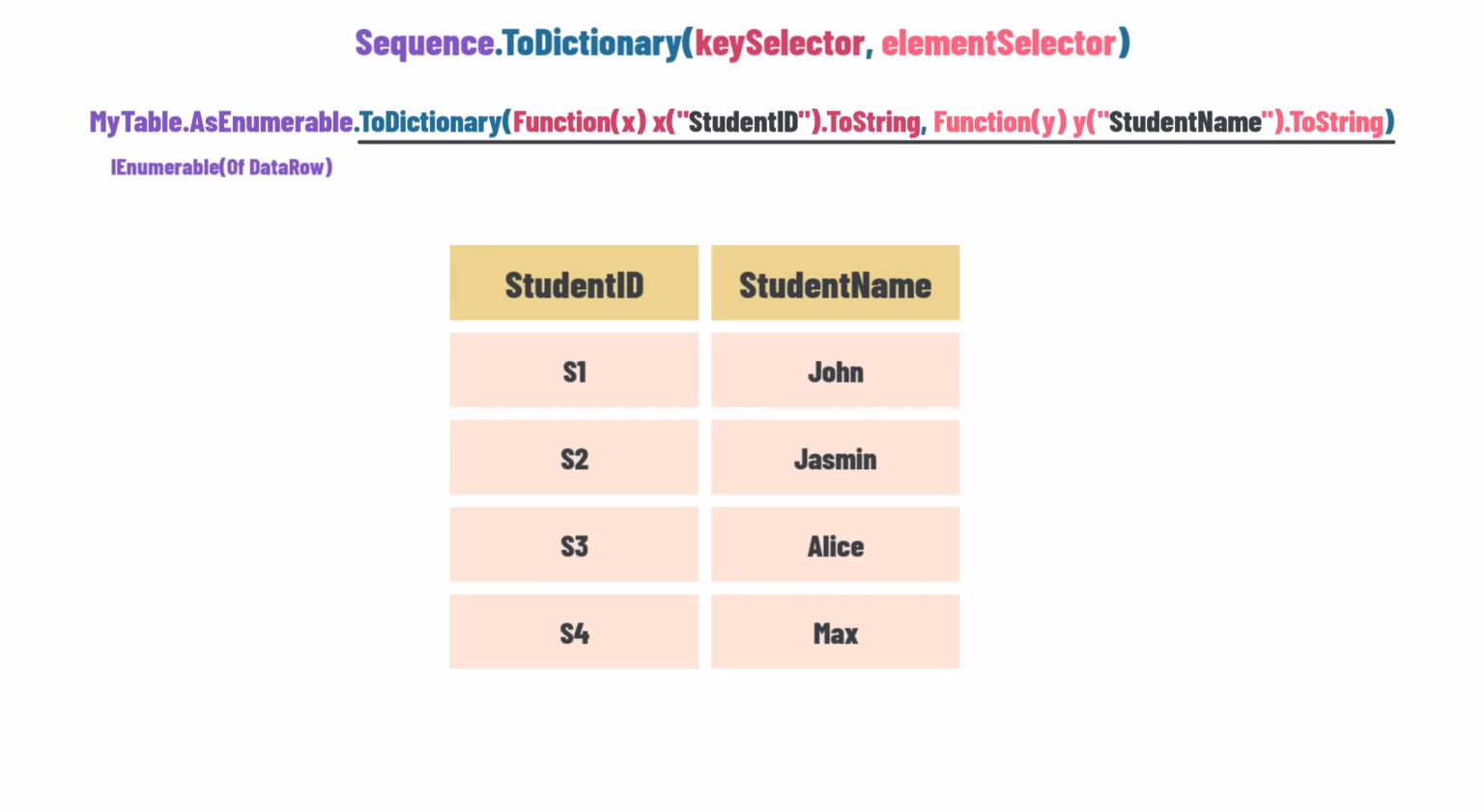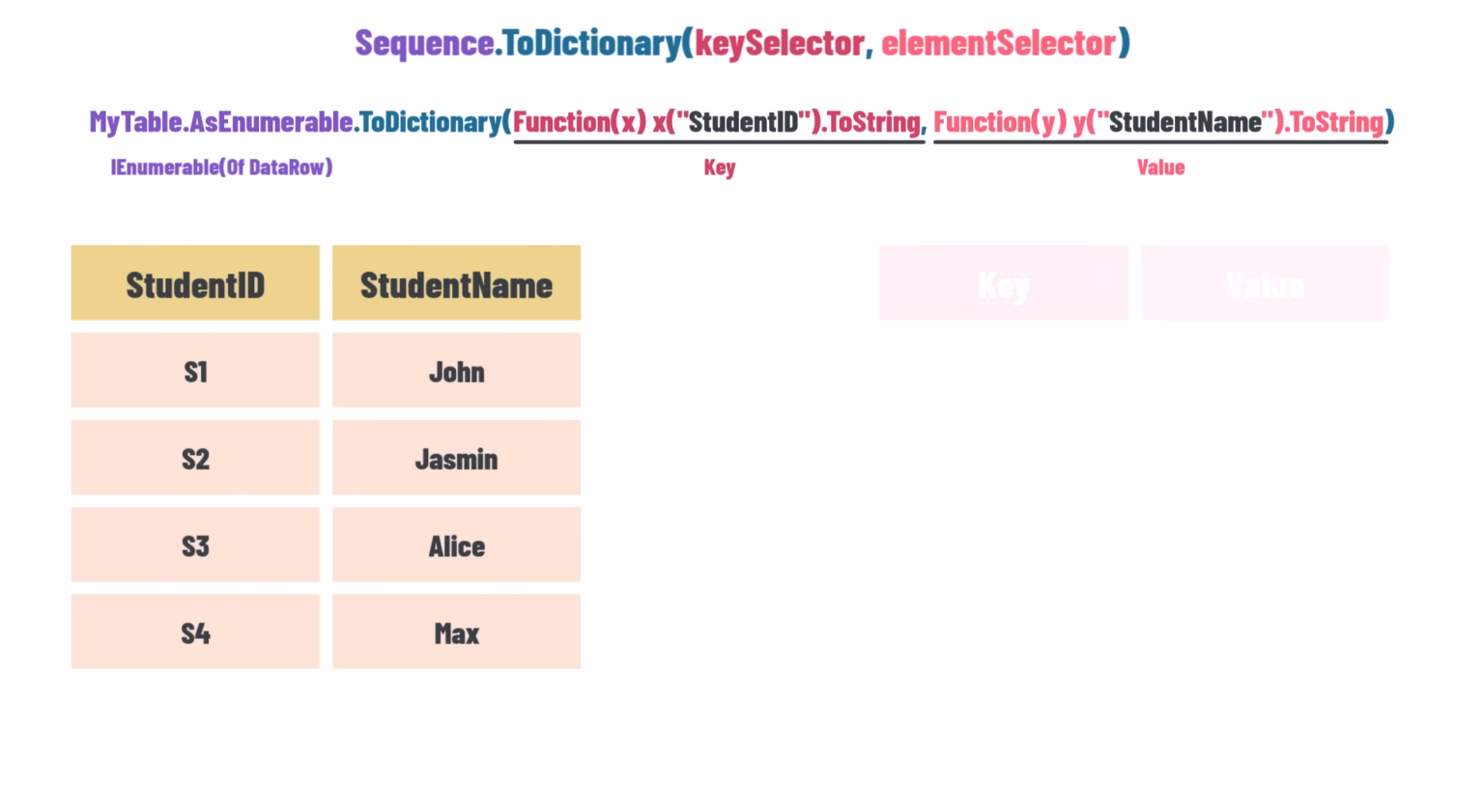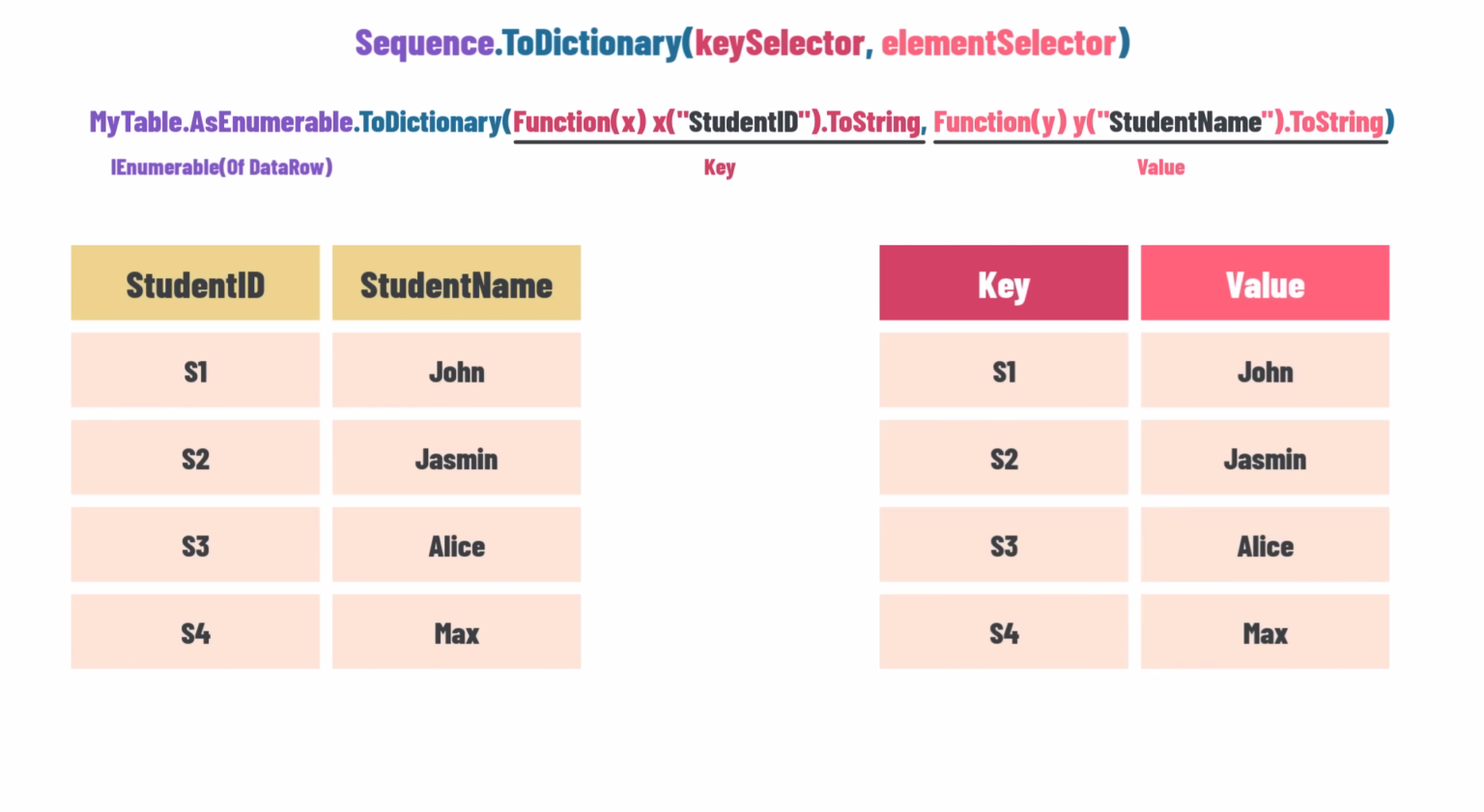After that I used the ToDictionary method. Here I use 2 lambda expressions. The first one is to select the key. As mentioned, the student ID should be the key, therefore I'm selecting it here. And the second lambda expression is to select the value, which is the student name column. In this way I converted the table to a dictionary using the first overload of the method. The output is a dictionary of string.